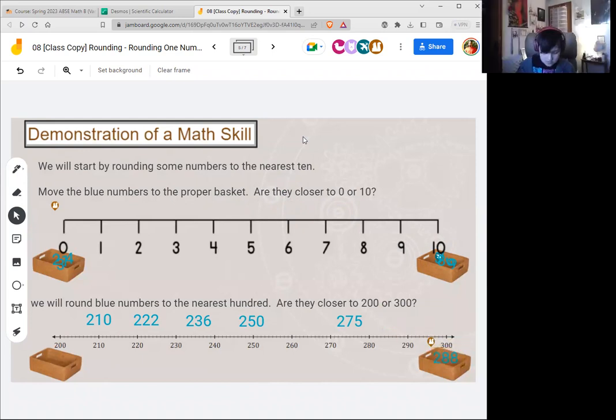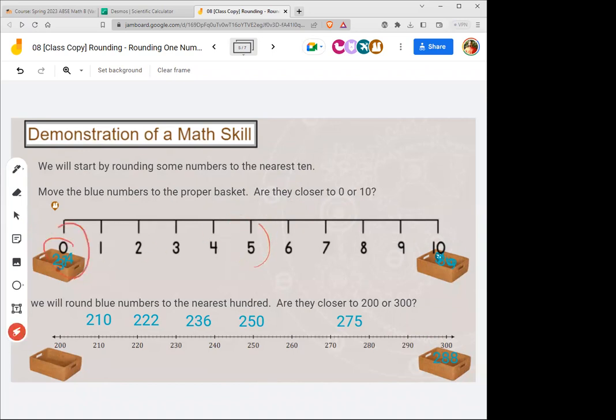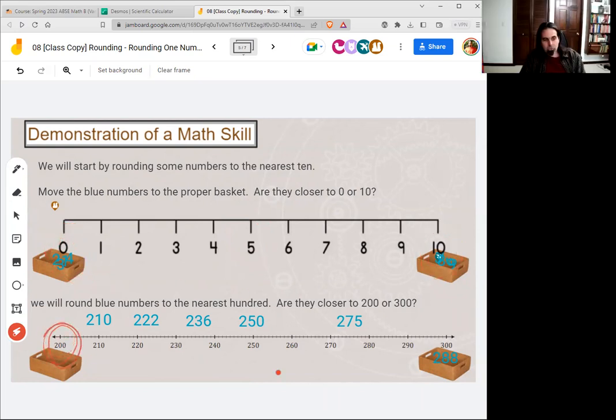On the bottom, now we're not rounding to the nearest 1 or the nearest 10, but to the nearest 100. So this was to the nearest 10. Is it closer to 0 or 10? Now we're picking hundreds. Are these closer to 200 or 300? And somebody put 288 already there. Yes, it's closer to 300.